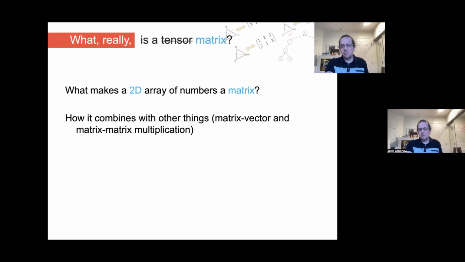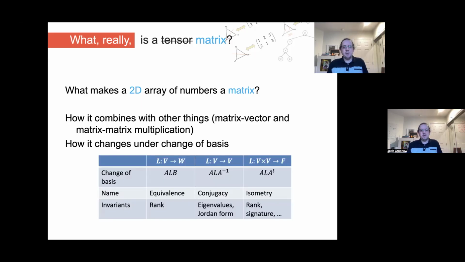And I argue that what makes it a matrix is how it combines with other things. So, for example, matrix vector product, matrix multiplication, and how it changes under change of basis. And actually, for a matrix, there are at least three different kinds of change of basis depending on what that matrix represents. If that matrix represents a linear map between two vector spaces, V and W, then we can do change of basis in V and change of basis in W separately, and that corresponds to left and right multiplying this matrix L by invertible matrices A and B, which usually goes by the name of matrix equivalence. And as we said before, this is completely classified by rank.